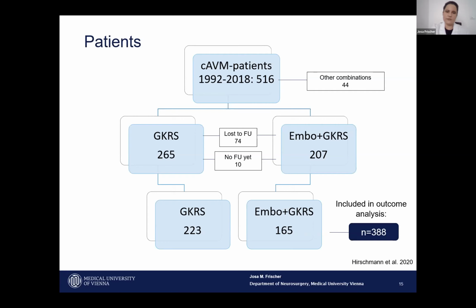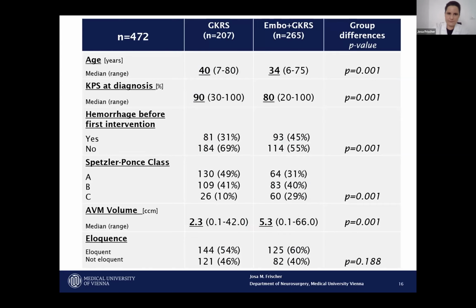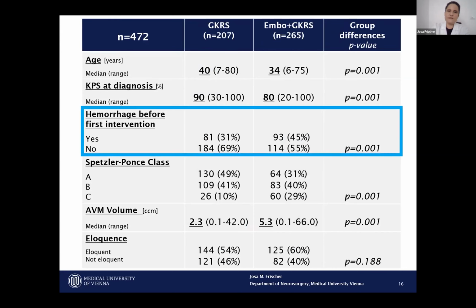And out of those, 223 were treated by radiosurgery alone, and 165 had a combined endovascular and radiosurgical treatment. What is actually important is that those are all the patients that have been radiosurgically treated at our department, meaning there were patients that had a hemorrhage prior to or at the time of the presentation, and patients without hemorrhage. Obviously, the majority of patients who presented with a hemorrhage at the time of diagnosis were seen in the combined treatment arm, meaning they had embolization prior to their radiosurgical treatment.